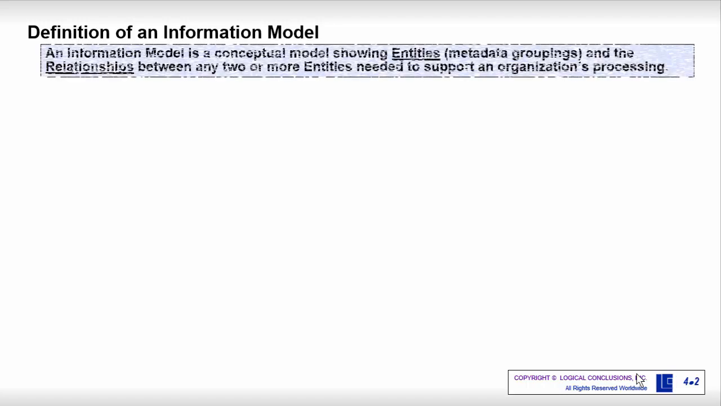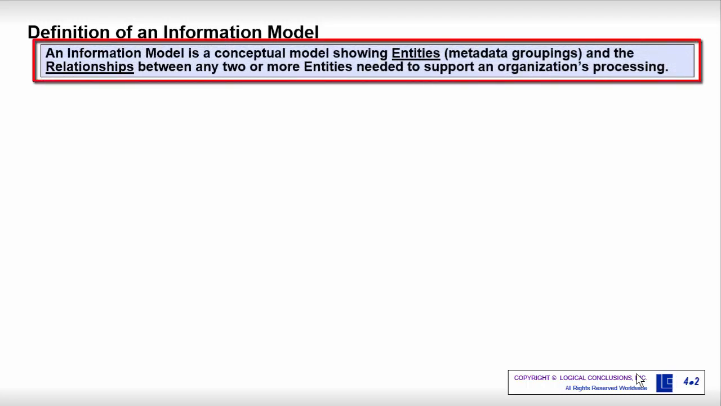We're going to create an information model along with its supporting specifications. So first, the definition of an information model. An information model is a conceptual model showing entities, metadata groupings, and the relationships between any two or more entities needed to support an organization's processing.